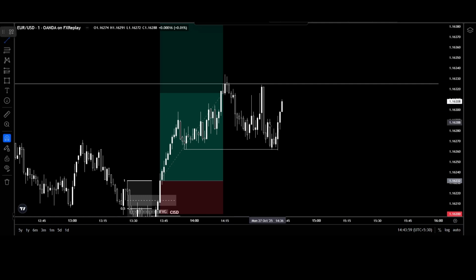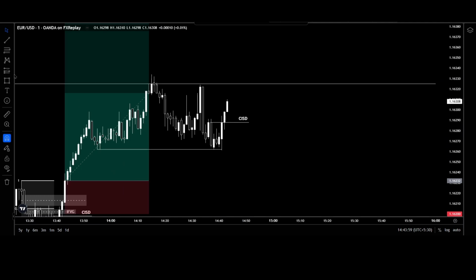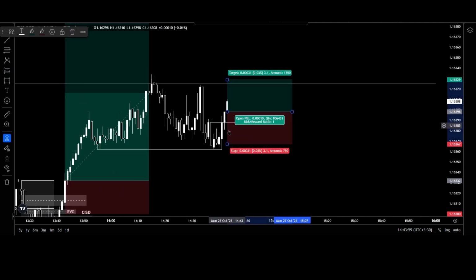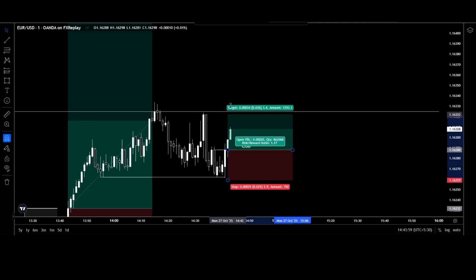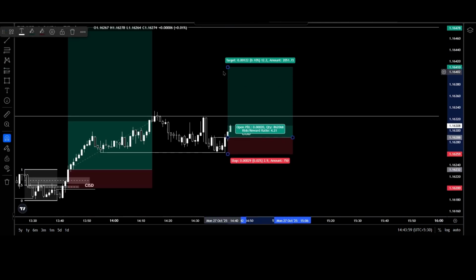We now have bullish confirmation, a change in the state of delivery. So we'll enter a long position, place our stop loss at the low, and target the 15-minute buy side liquidity that is still resting above.